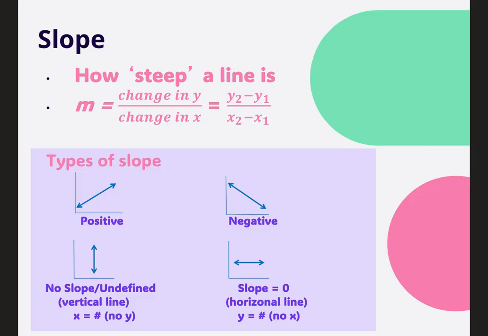The slope is how steep a line is. The variable used for slope is a lowercase m. It is the change in y over the change in x. If I have two coordinate points, it is y2 minus y1 over x2 minus x1. It is also known as rise over run.